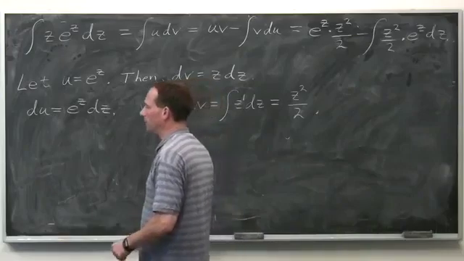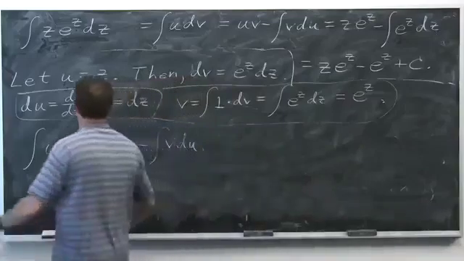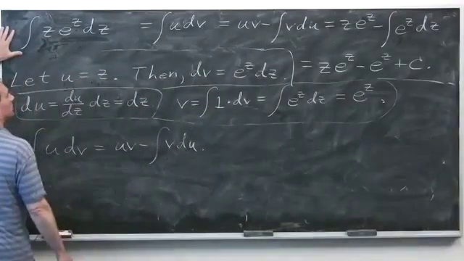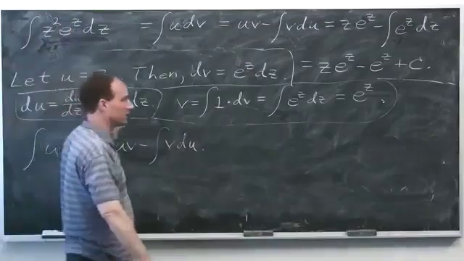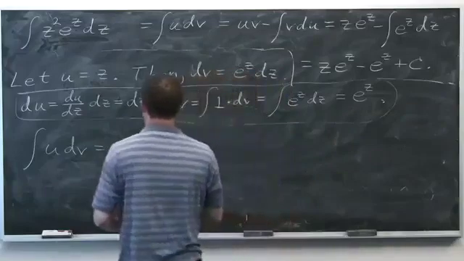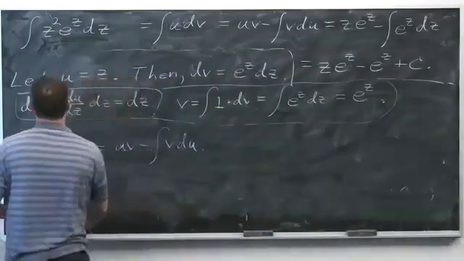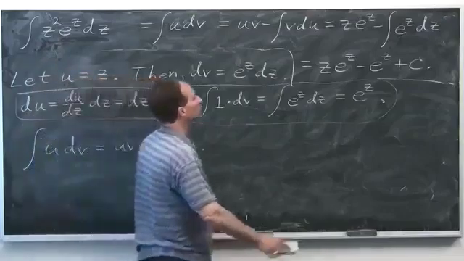Okay, let me change this problem. Let's suppose that we started with the integral of z squared e to the z dz. So that's effectively where we ended up by making the wrong choice in the other integral. But let's suppose you had started with this integral as your problem. Then what would you do?